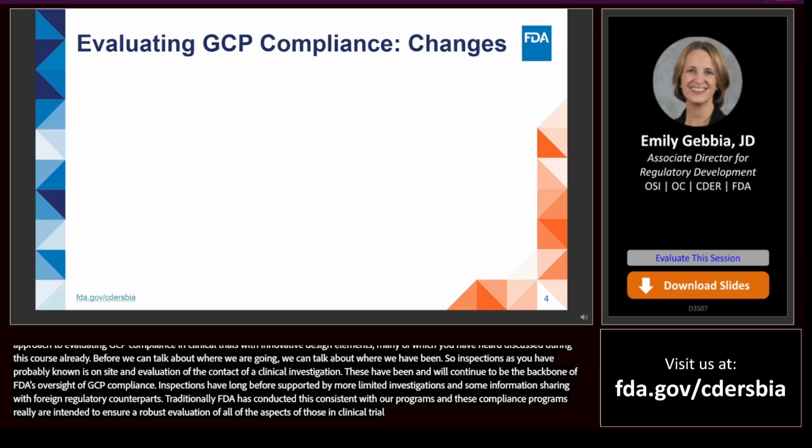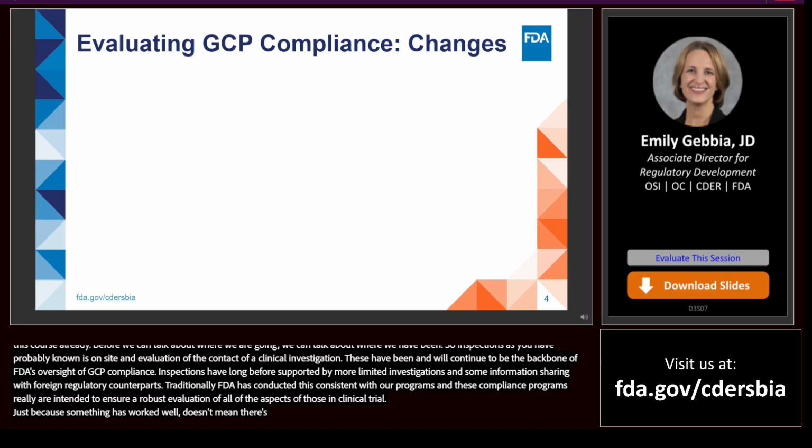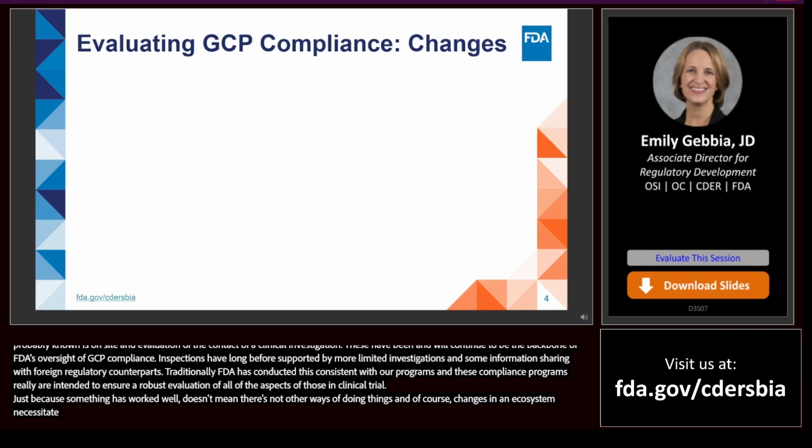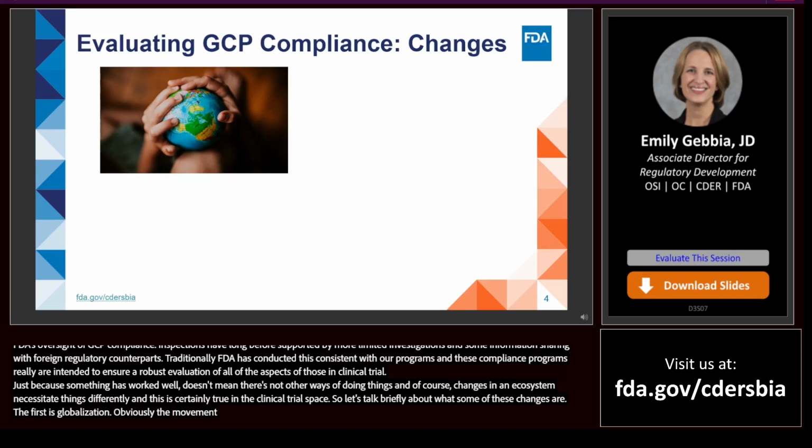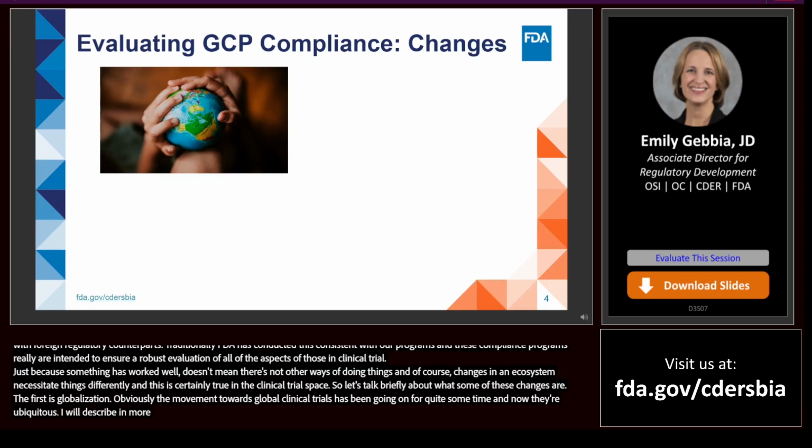But just because something has worked well doesn't mean that there aren't other ways of doing things. And of course, sometimes changes in an ecosystem necessitate thinking differently. And this is certainly true in the clinical trial space. So let's talk briefly about what some of those changes are. The first is globalization. Obviously, the movement toward global clinical trials has been happening for quite some time, and they're really now ubiquitous. I'll describe in some detail later that the majority of participants in clinical trials that are submitted to CDER in support of a marketing application are located outside of the United States.